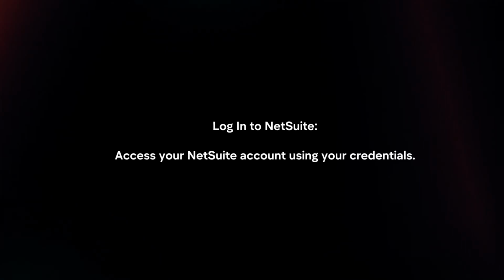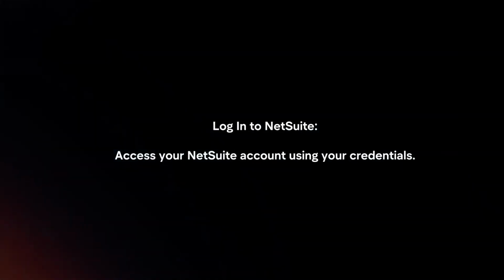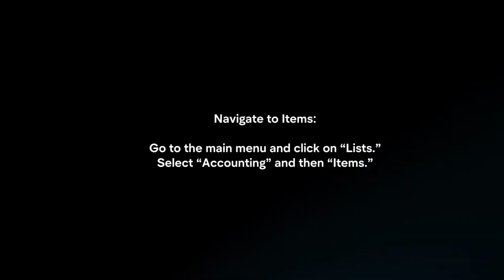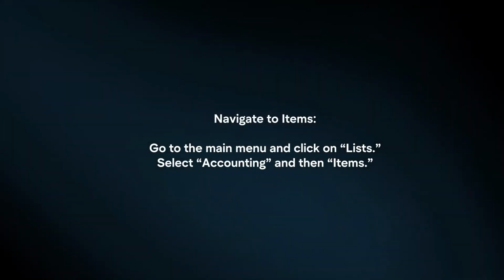Log into NetSuite. Access your NetSuite account using your credentials. Navigate to Items. Go to the main menu and click on Lists. Select Accounting and then Items.